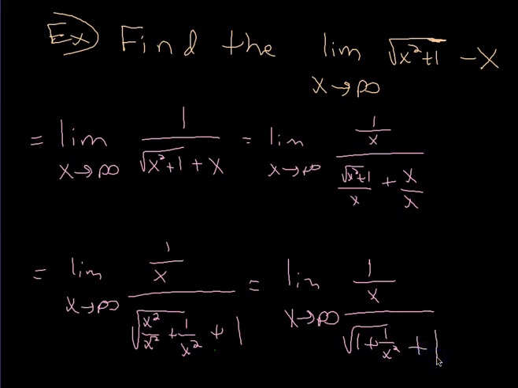So with that said, when x approaches infinity, I can see what happens to each of these terms. As x goes to infinity, this becomes 0. This piece becomes 0. So I wind up having 0 over the square root of 1, which is 1, plus 1. So 0 over 2, and 0 over 2 is definitely 0. So the limit there has to be 0.